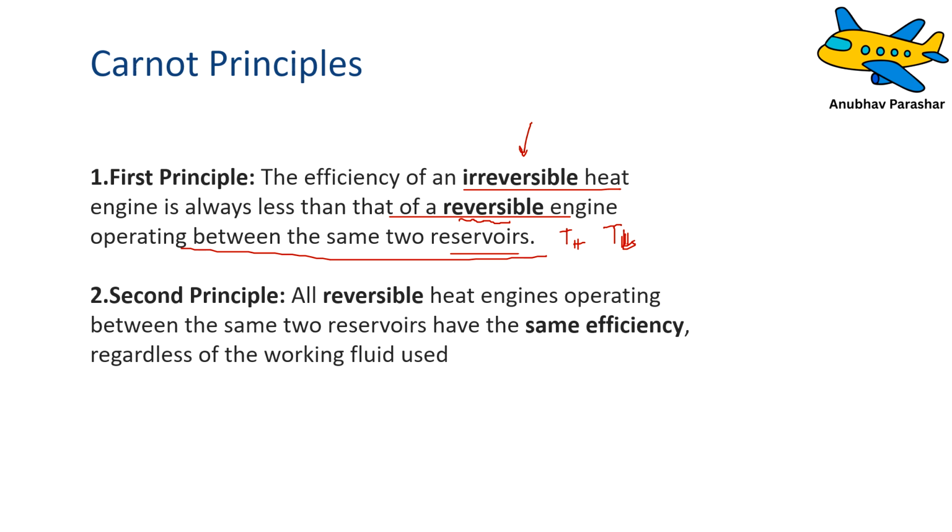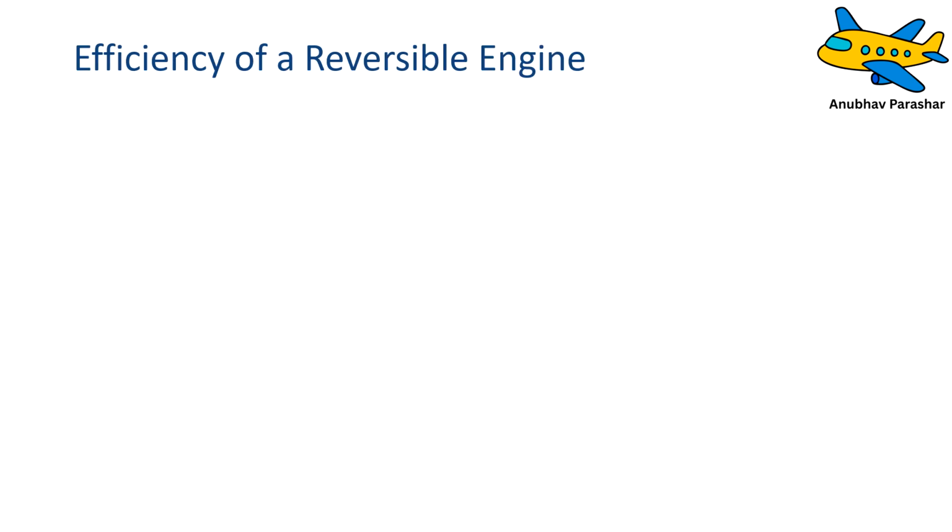Secondly, the second principle says that all reversible heat engines operating between the same two temperatures have the same efficiency regardless of the working fluid. This is something interesting. What he's saying is, all the reversible heat engines operating between the same two temperatures have the same efficiency regardless of working fluid. Huh? Means working fluid does not matter. You are using air or you are using, say, some other kind of gas like helium or you are using water. It does not matter. Let us see how.